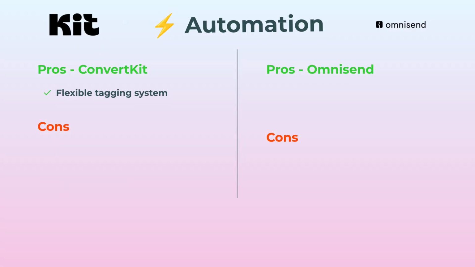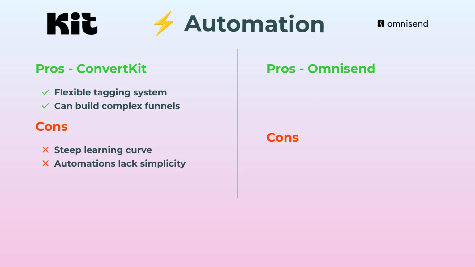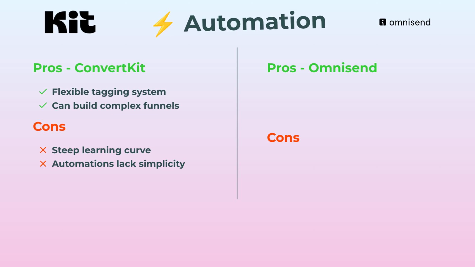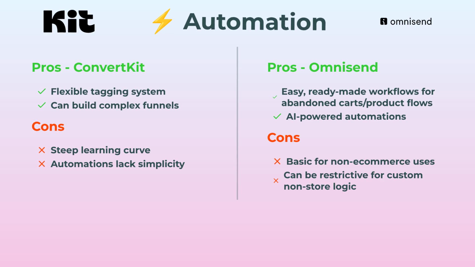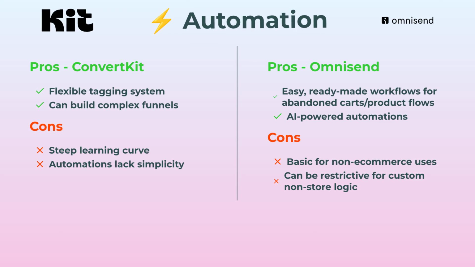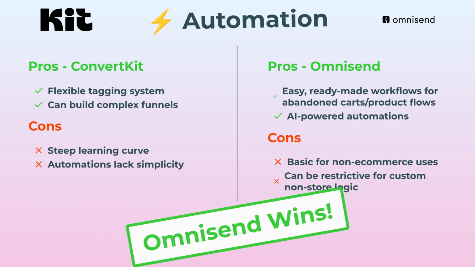Let's talk automation. ConvertKit's got a flexible tagging system and lets you build some pretty complex funnels. But I gotta be honest, the learning curve is real. It's not the friendliest, especially if you just want simple automations. You'll be clicking around, scratching your head. Then comes Omnisend. This platform just hands you ready-made workflows for carts, products, whatever you need. They even toss in AI-powered automations, which sounds fancy. For non-e-commerce users, it might feel sort of basic, and custom logic is a tad restricted. But overall, Omnisend has the edge on automation, hands down.